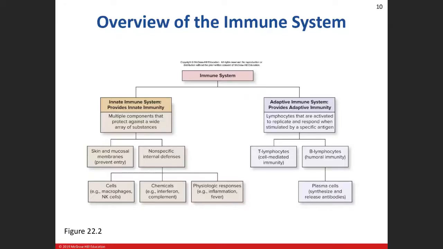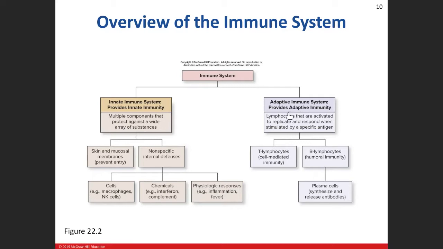I've left off here talking about this slide, just an overview of the immune system. This is a really good figure, figure 22.2, in which it breaks down the two parts of our immune system, your innate and your adaptive. And then today, we're pretty much going to go through all of the innate.